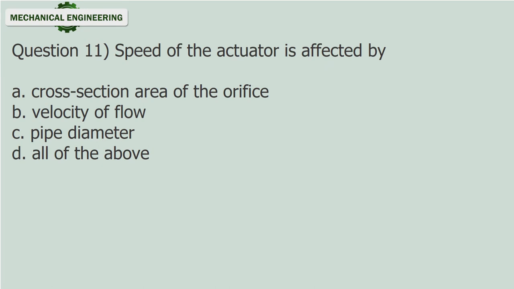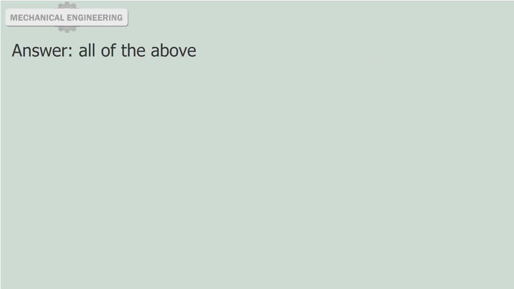Question 11. Speed of the actuator is affected by A. Cross-section area of the orifice. B. Velocity of flow. C. Pipe diameter. D. All of the above. Answer: All of the above.